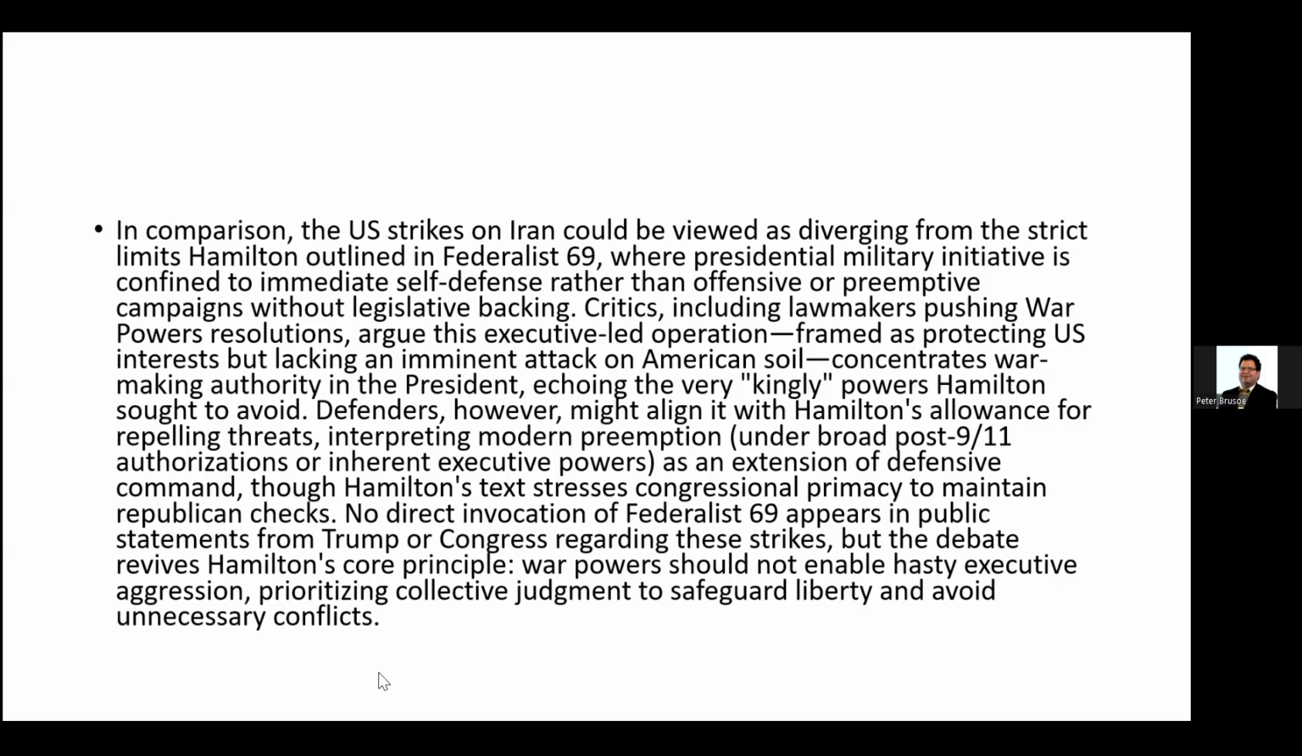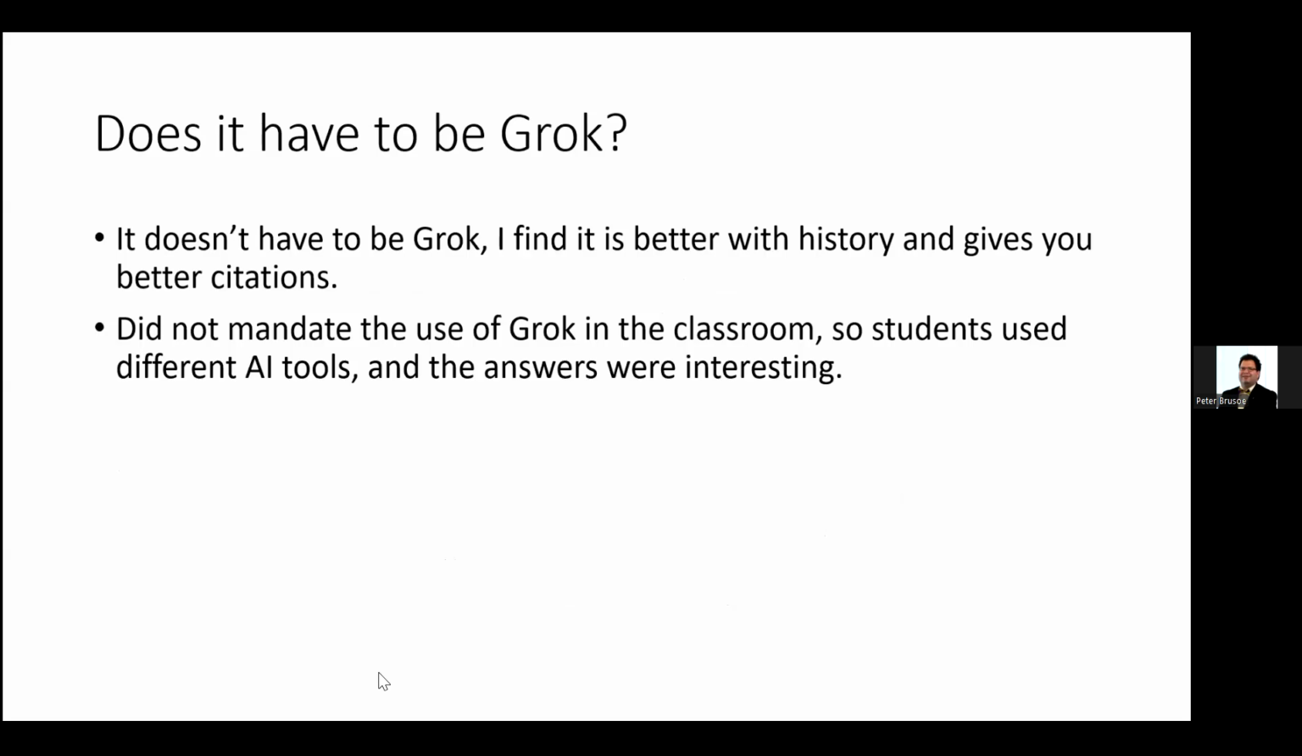The defenders may align with Hamilton's allowance for repelling threats, interpreting modern preemption as an extension of defensive command. And so no direct invocation of Federalist 69 appears in public statements from Trump and Congress. Usually politicians don't say, well, this is what the Federalist Papers said 242 years ago. But it gives the idea of how these things go. And so this provides a really powerful tool for students to put together concepts and thoughts and be able to work with that.